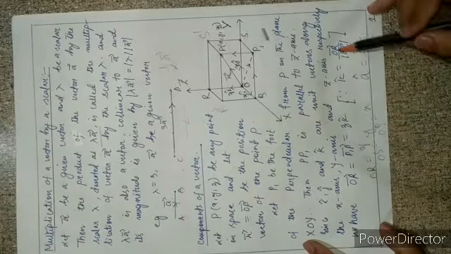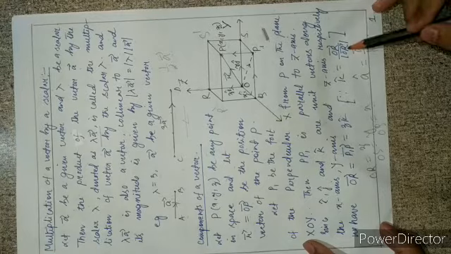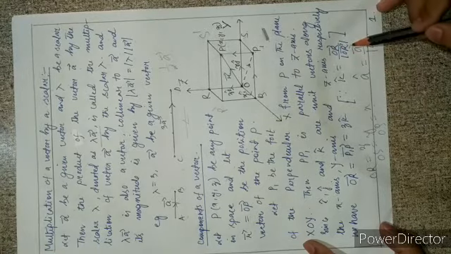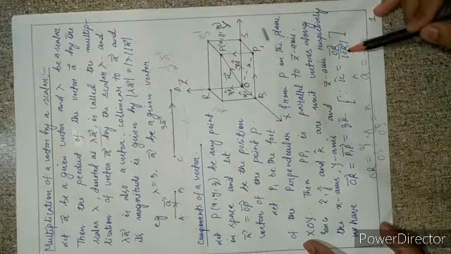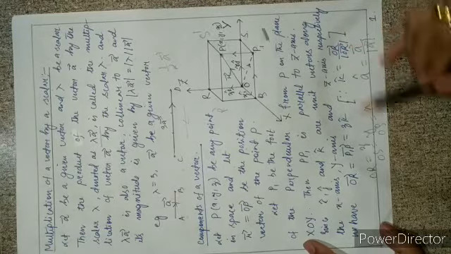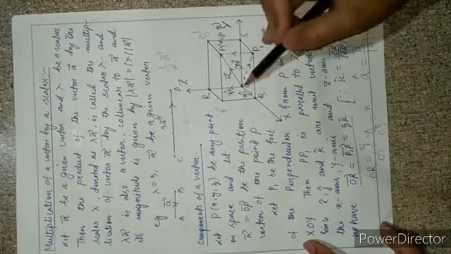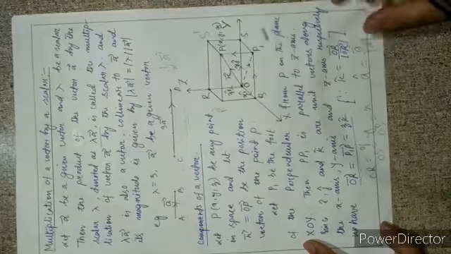This OR vector is equal to z multiplied by k cap. The magnitude of OR multiplied by the k cap direction gives us OR vector equal to z k cap.